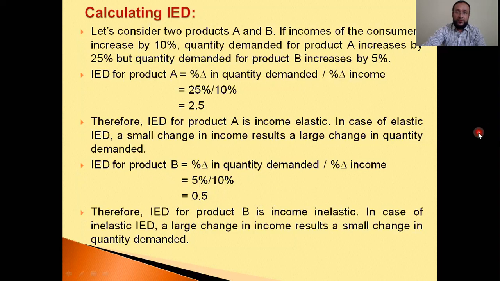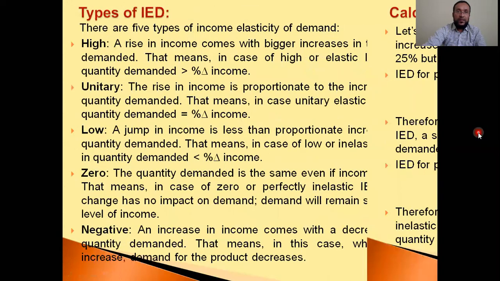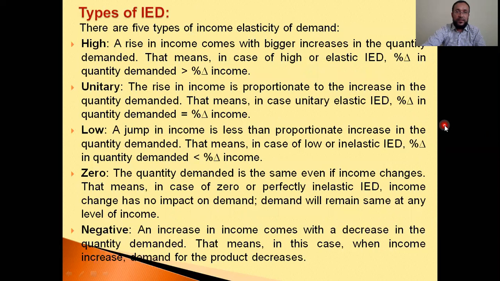Now let me move to the types of IED. It is a little bit different from types of PES and PED. Here we use high, unitary, low, zero, and negative terms for defining different types of IED. Let me explain at first high IED.